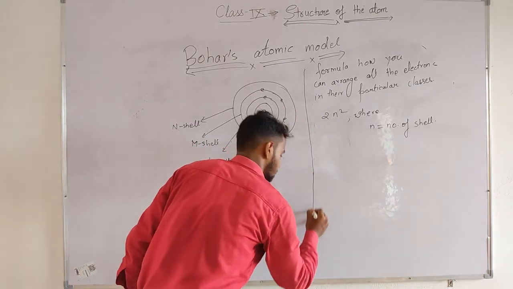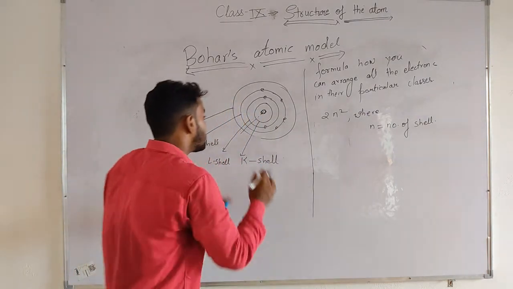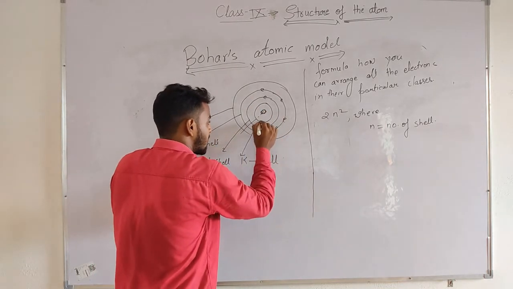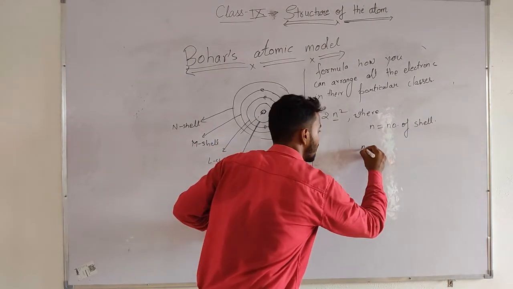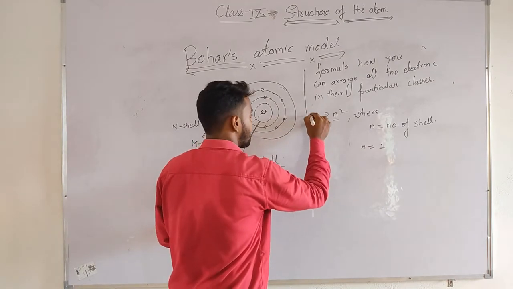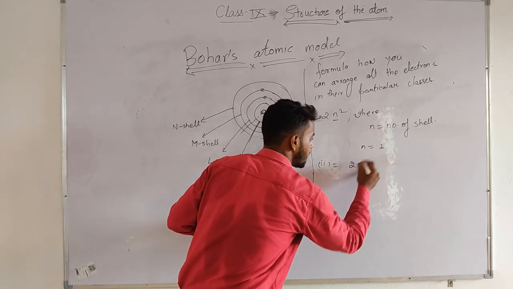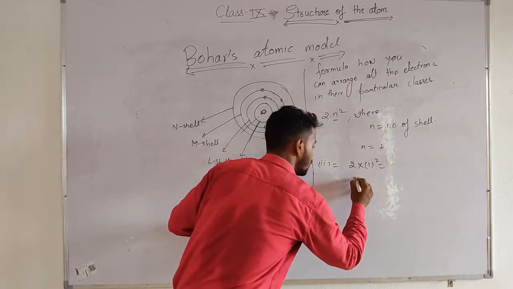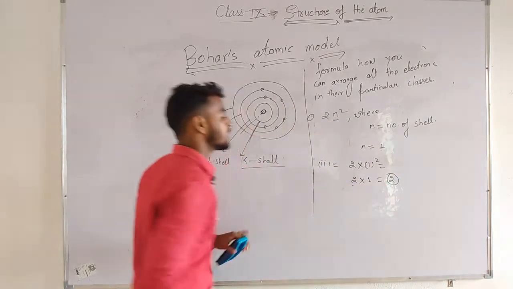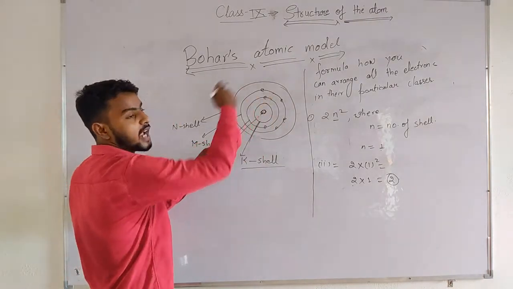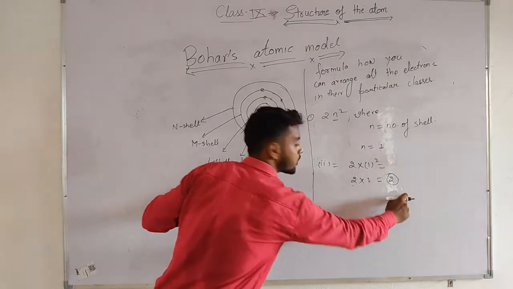If we take the first shell, the K shell, then the value of n is equal to 1. If we put it in there, what will be the number of electrons? 2 times n squared, and n is 1. The square of 1 is always 1, and 2 times 1 is 2. That means in the first shell of the atom, the first shell from the nucleus, only 2 electrons are filled.